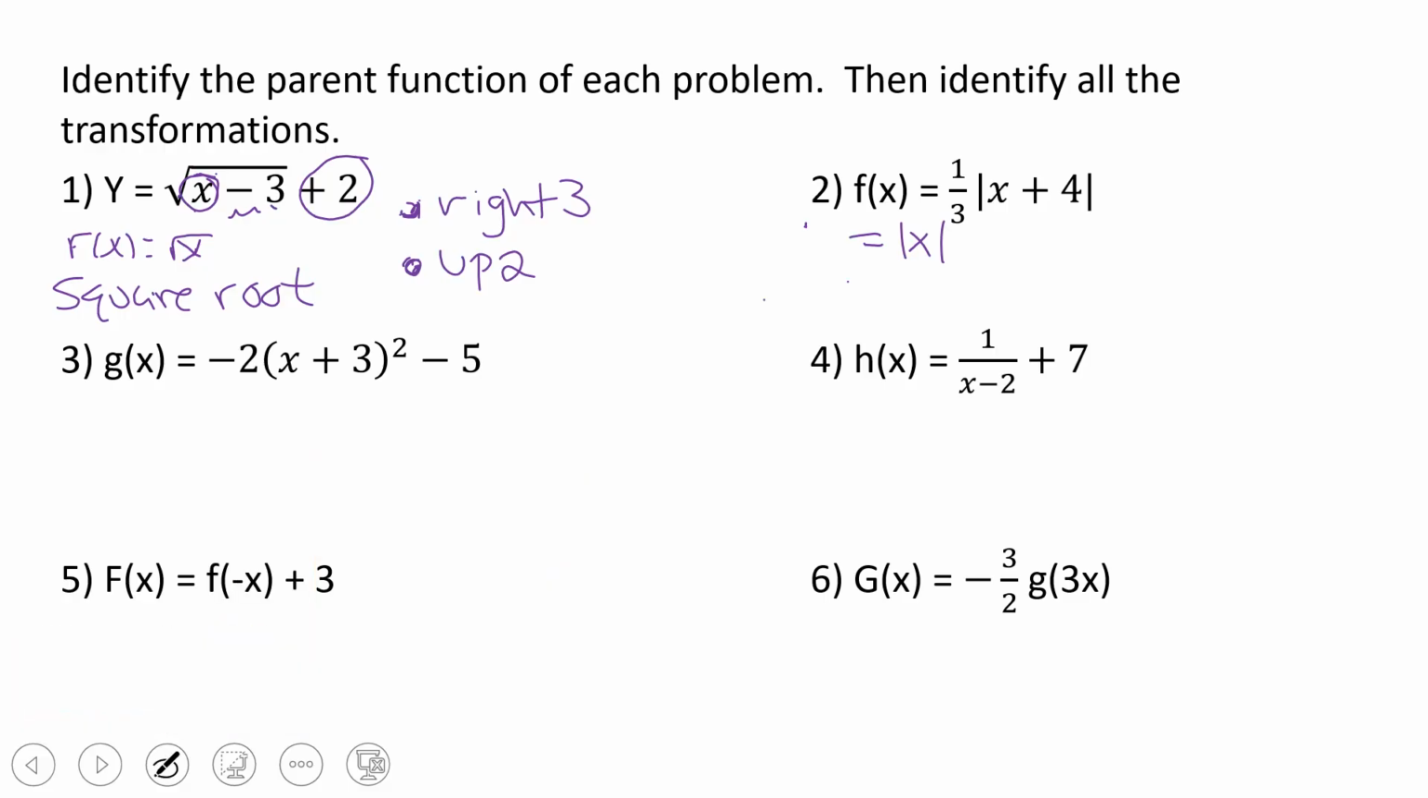So it's the absolute value of x. We have 2 transformations here. The first one we would have to address is +4 on the inside. So that is left 4. Then we have the compression out here, and you have to make sure that you say that it is a vertical compression.